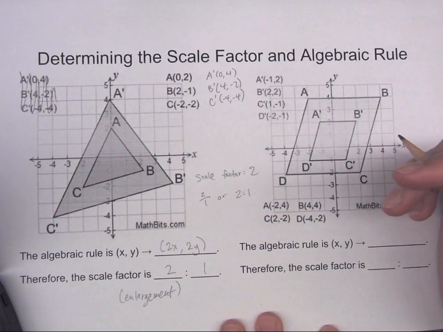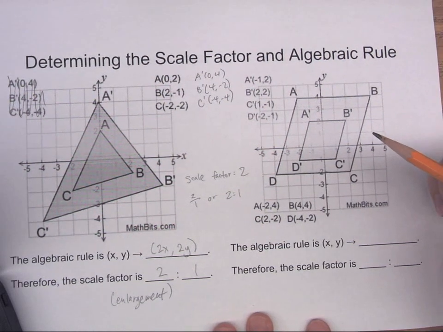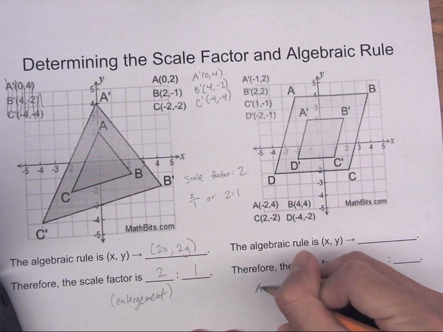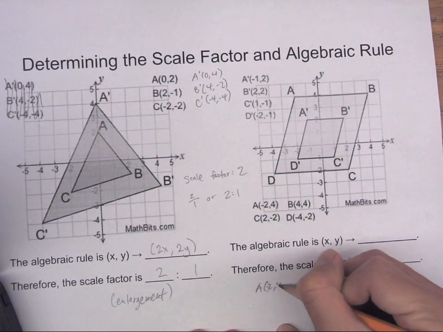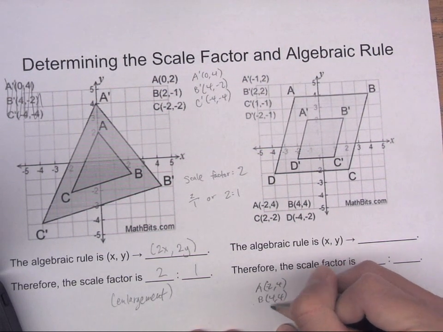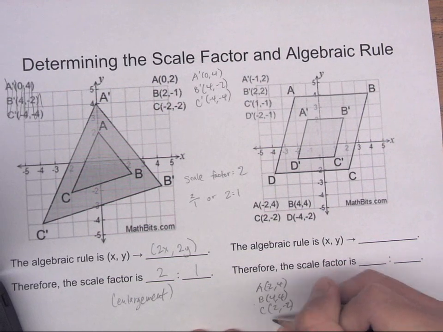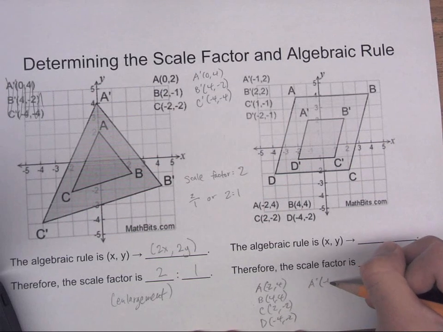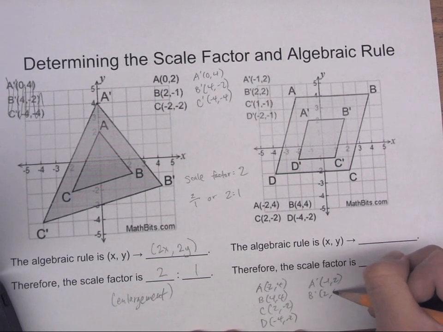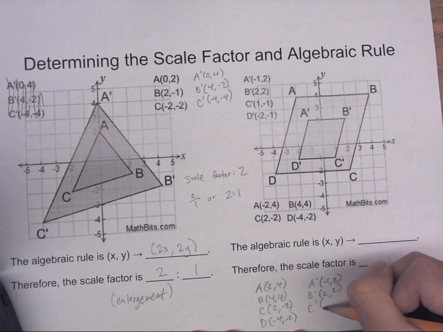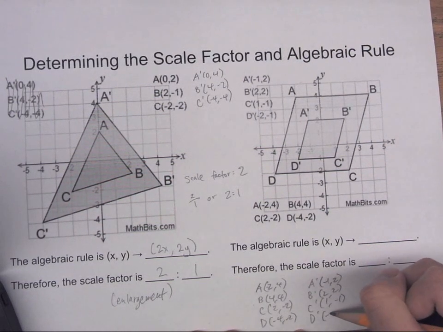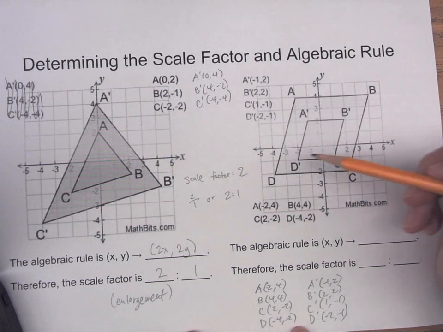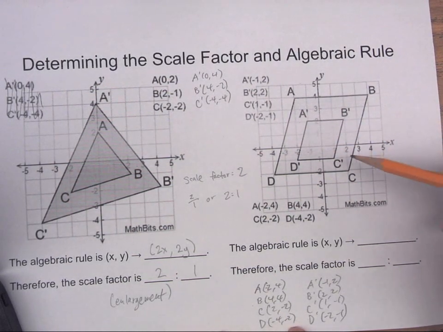Okay, so the next one: determining the scale factor and algebraic rule. I'm just going to do the same thing we did earlier, write it all out and put it side by side. I think that's probably easier for you guys to see. A prime is negative 1, 2. B prime is 2, 2. C prime is 1, negative 1. D prime is negative 2, negative 1. Okay, so these are my coordinates on this graph.